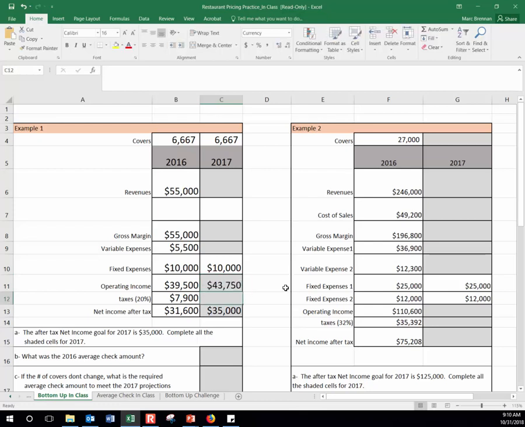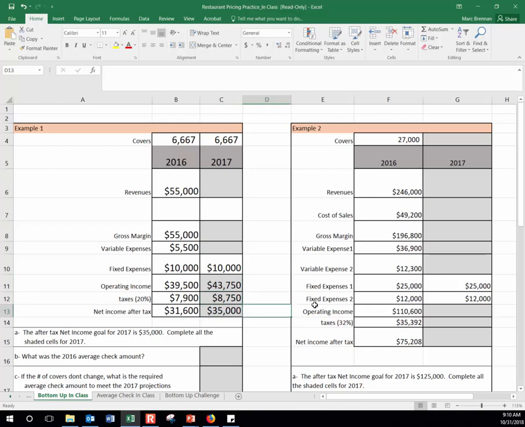Okay. So $43,750 is what I need to make in income before tax or operating income in order to make this profit, this income after tax, after taxes. Okay. So how can we make sure we've done this properly? Well, we can multiply 43,750, which is, you can't see right now, our new operating income for 2017, what we need to make, okay, times our 0.2, which is our tax rate.